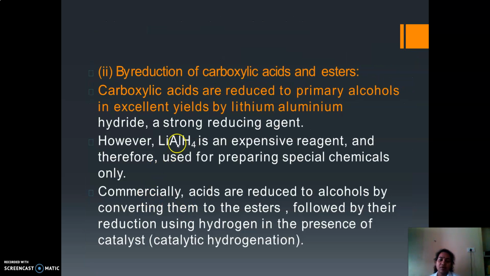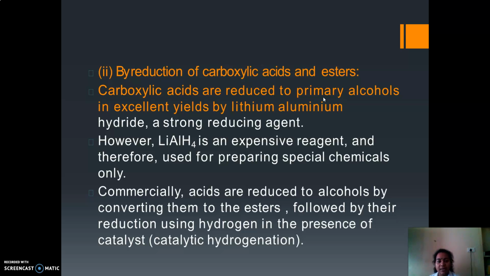And here we can see, in the case of carboxylic acids and esters, from carboxylic acids and esters we can form primary alcohols in the presence of lithium aluminum hydride, because it is a very good reducing agent, a very strong reducing agent. But there are several steps for this reaction.